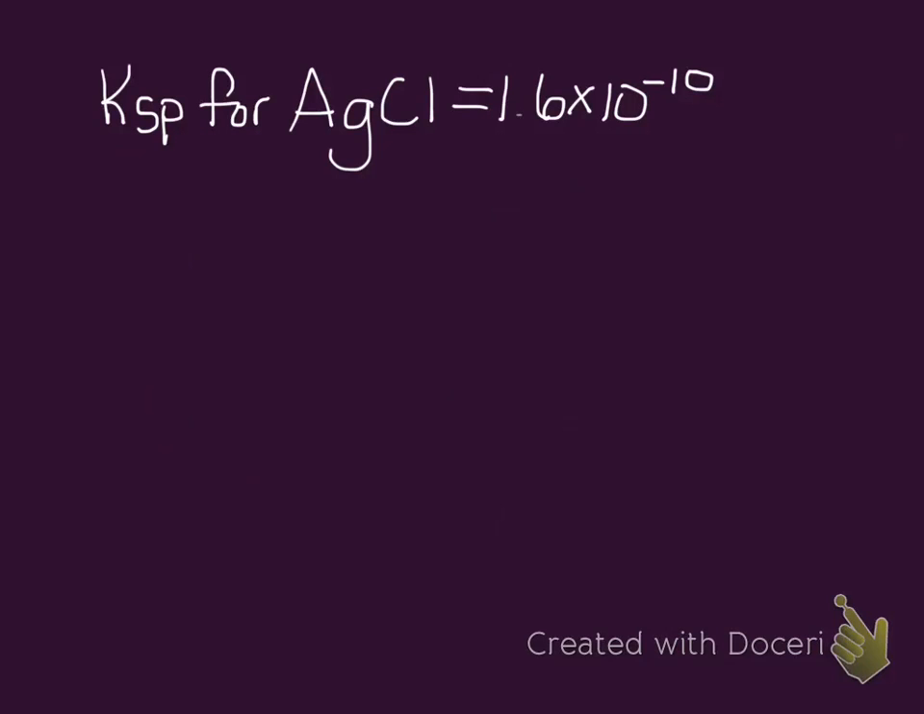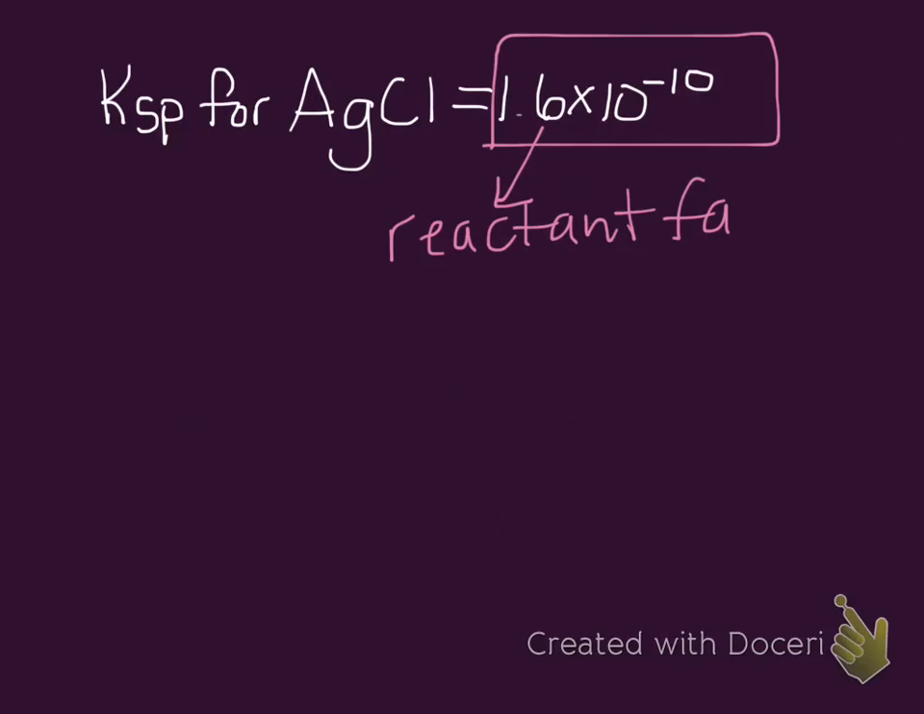Okay, so there's a chart that you will get in your notes that gives you a list of KSP values, and the KSP for AgCl is 1.6 times 10 to the negative 10. Well, what can we tell about this K value? This is going to be very reactant favored because it's a very small number. So for every billion or so AgCl solids, only 1 Ag+ will form and 1 Cl- will form. So that's a very, very small amount of AgCl that will go into solution.